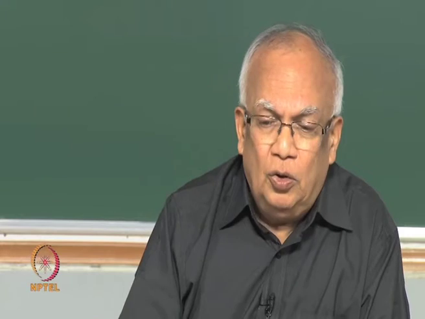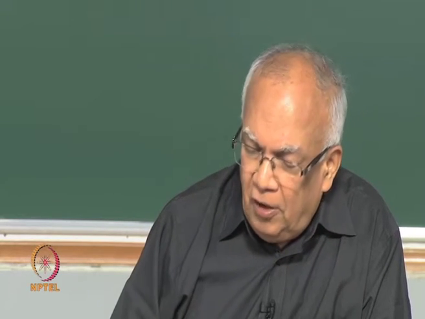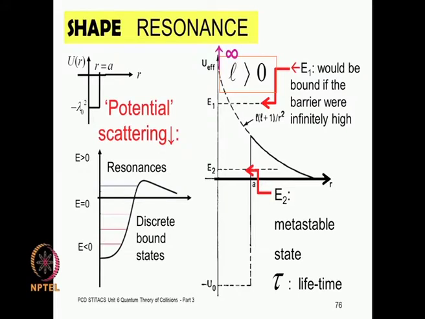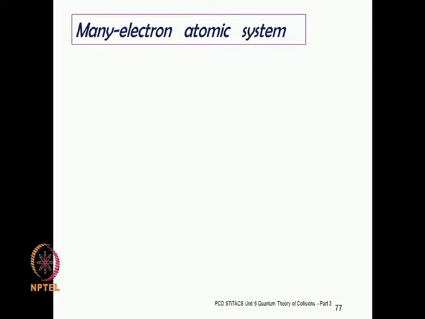Okay? So, here is an example of a shape resonance. So, this is called a shape resonance specifically because it is determined by the shape of the potential. What exactly is the shape of the potential? That is what determines the shape resonance.